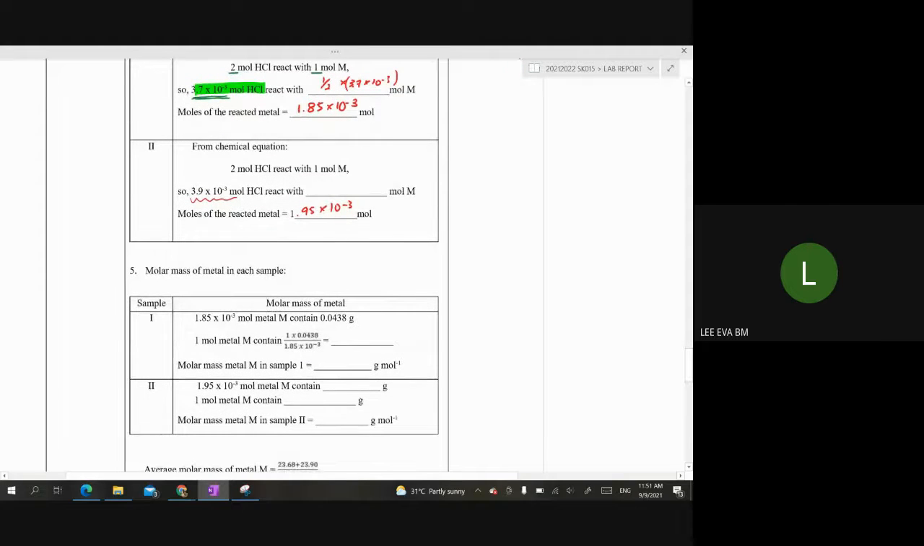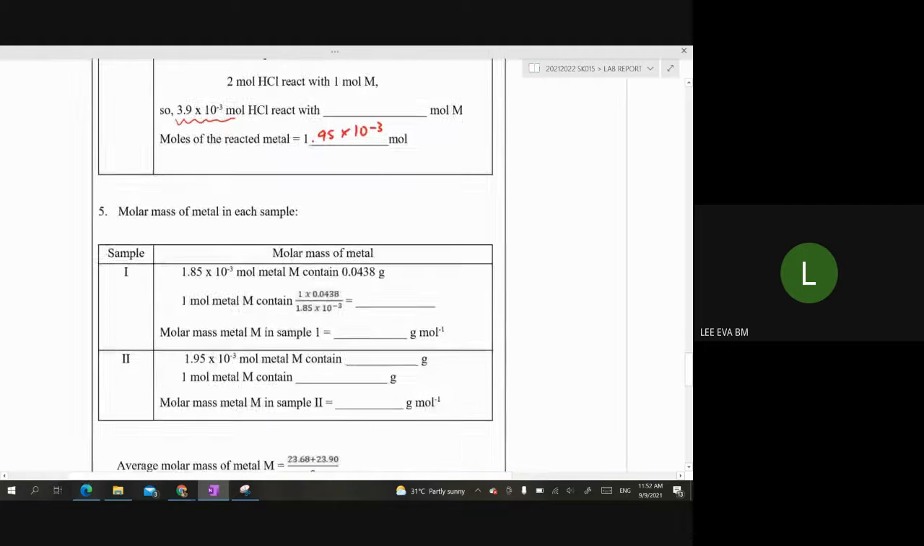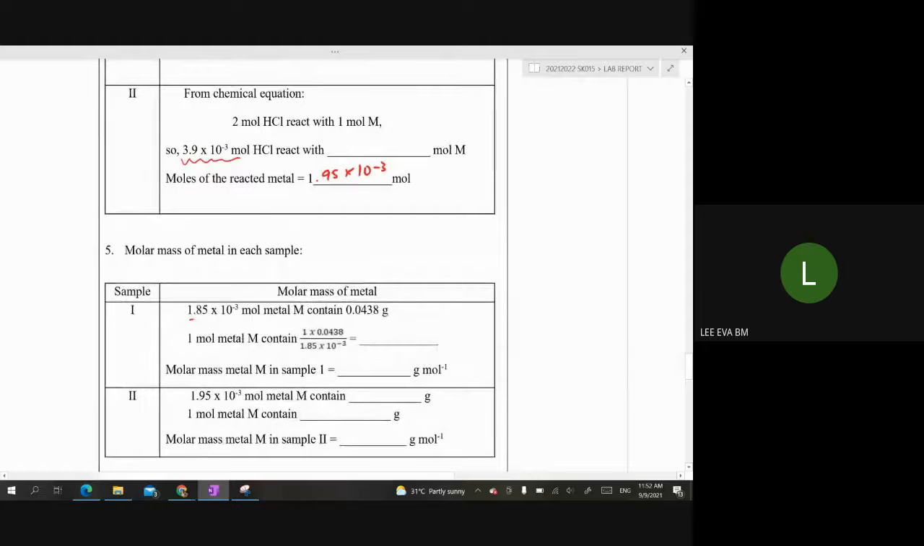Okay, so you get 1.85 for sample 1, 1.95 for sample 2. So now it's our final step. We want to know the molar mass. From just now, you've been working in reverse. Don't forget your target now is to identify the molar mass of our initial metal M. So in this case, the 1.85, the mole of metal M which has reacted, has the mass of 0.0438. This is the very initial data we recorded.